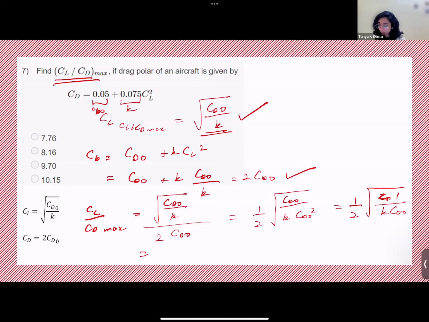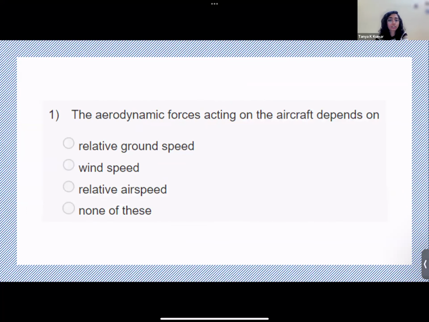Okay. So let's move on to week 2 questions. Aerodynamic forces acting on the aircraft depend on relative ground speed, wind speed, relative airspeed, or none of these. When the aircraft is flying in air, it encounters a velocity V infinity, as we usually denote it. This V infinity is what produces the aerodynamic forces, lift and drag, right? So what is this V infinity? Your lift is half rho V infinity square S CL. Option C, relative airspeed. Why do we call it relative airspeed?